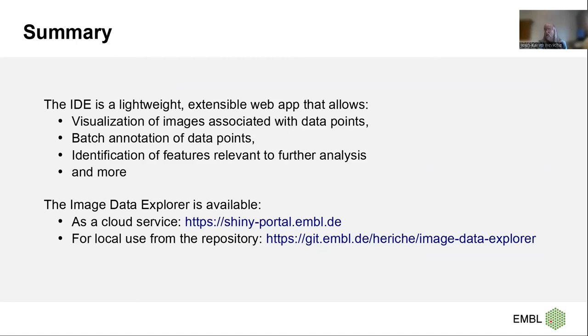In summary, I've shown how the Image Data Explorer can be used to visualize cells associated with data points in a scatter plot, how to look at feature distributions by category, how to annotate cells, and finally how to use these new annotations to identify features for use in downstream analysis. The Image Data Explorer offers more functionalities than I've shown here, but have proved useful in other projects. I also want to remind you that the code can be found in the project's repository and that the app is also accessible in the cloud.